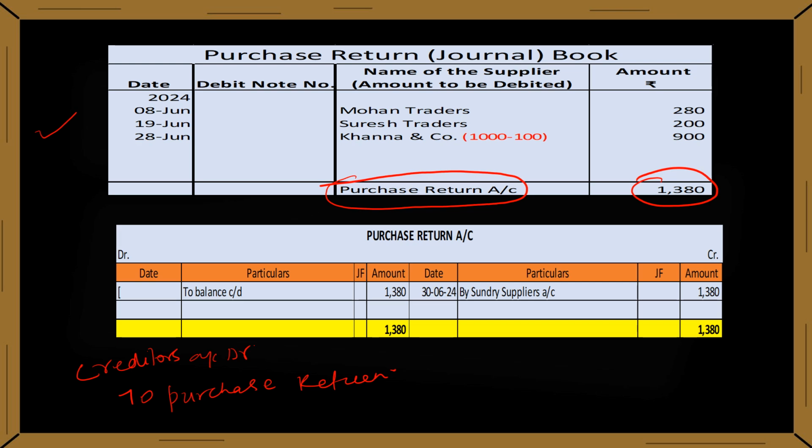Coming to the journal, we have debited creditors in the journal. So in the ledger account of purchase return, we are going to credit it. On 30/06/2024, by sundry suppliers, creditors, all are the same, 1,380. The total of the credit side is more, so we are going to take the credit side total on the debit side also, 1,380. On 30/06/2024, to balance carried down it is 1,380.